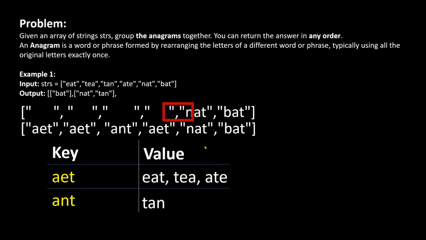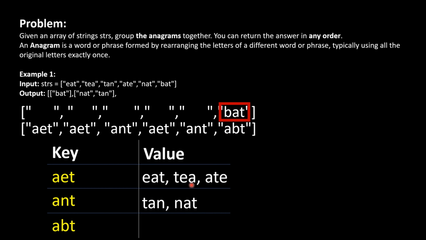And then next we'll move on to nat, and nat will go down, sort it, we get ant. Ant again is in our dictionary. Let's go ahead and store nat in our hash map, appending it to our list, and then we'll move on to bat, and we will organize this ABT. It's not in our dictionary, so we'll store ABT, and we'll append bat to our list in our dictionary for the key of ABT.